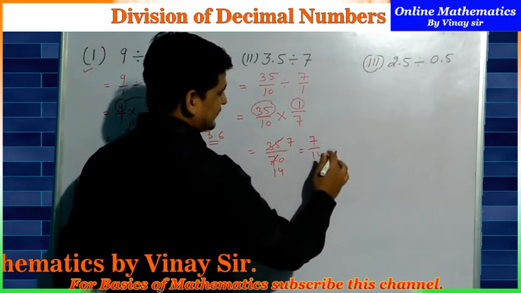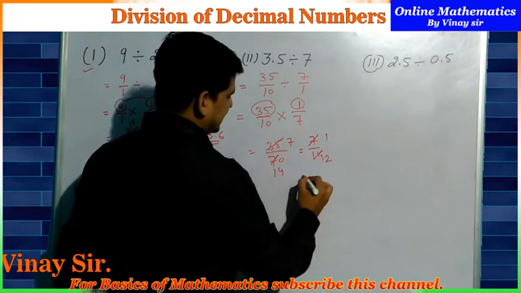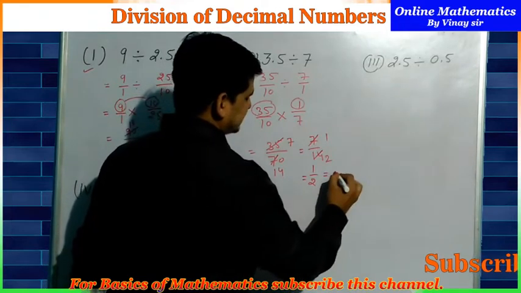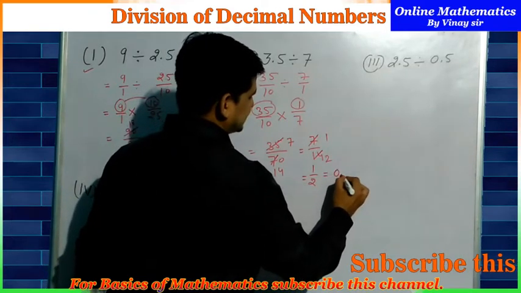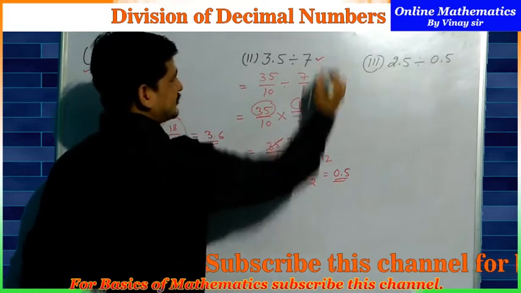Still this number is divisible by 7. So 7 ones are 7, 7 twos are 14. So we get here 1 upon 2, and we know that the decimal value of 1 upon 2 is 0.5. So this is the answer for this question.